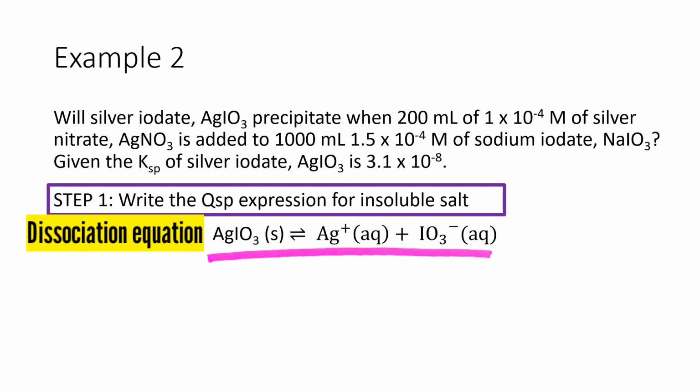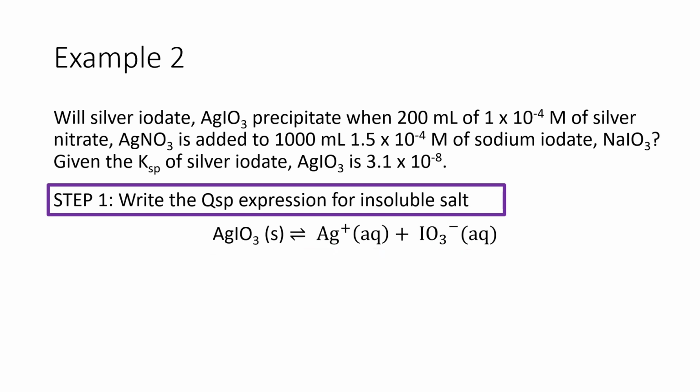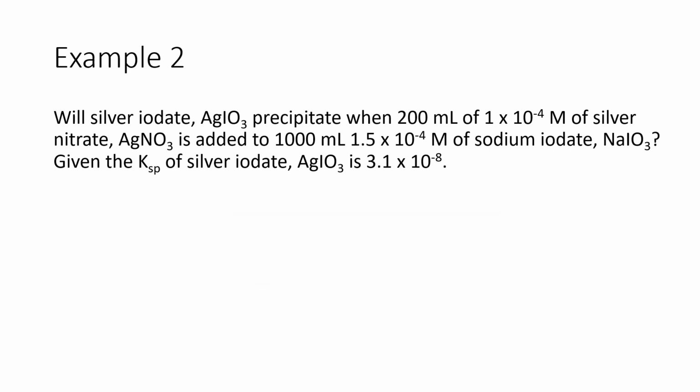The insoluble salt silver iodate will have the phase solid, and because it only dissociates slightly, reversible arrows must be used to give the cation silver ion in the aqueous phase and also the iodate ion in the aqueous phase. After we get the dissociation equation, we can use it to write the reaction quotient expression as the product of the concentrations of the cation silver ion and the anion iodate ion.